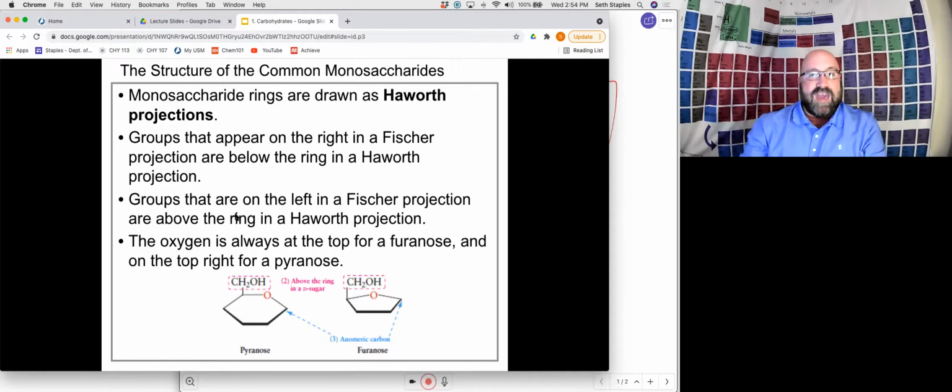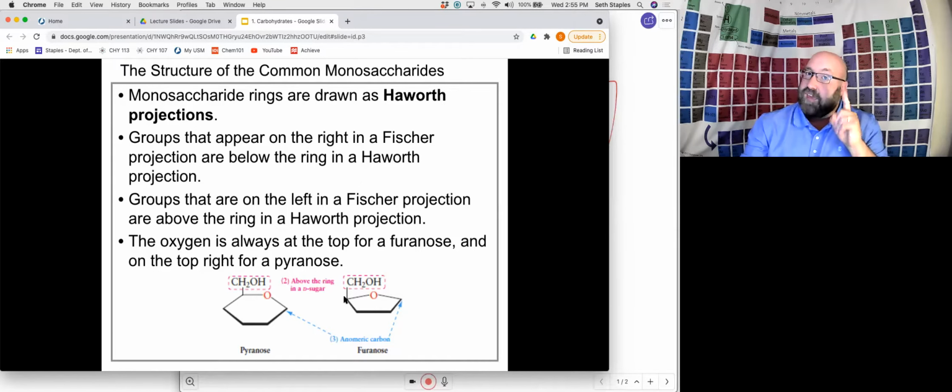When we're looking at the differences between a furanose or a pyranose, the oxygen is always at the top for our furanose ring. So here's our oxygen right at the top of the furanose ring. And the oxygen is always in the top right for a pyranose. And so those are a couple of conventions that we always use when we're going from the Fischer to these Haworth projections. Pyranose ring, the oxygen will always be in this location of the hexagon. In a furanose ring, it's always right at the top.